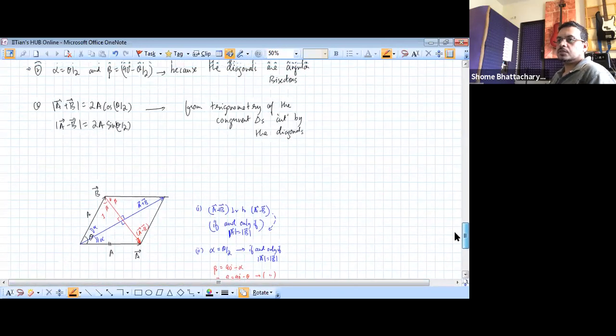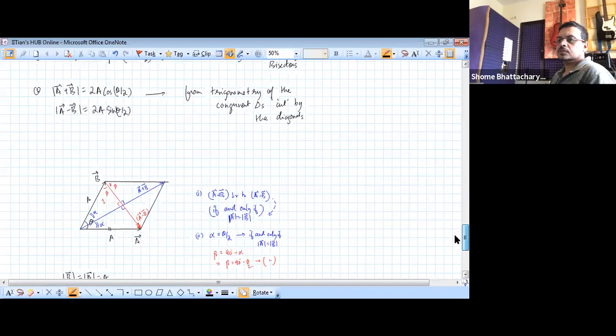So start from here. Start from this thing. Understand these angles. The first 2 points you understand. Then we come to the third point: the magnitude of A plus B and the magnitude of A minus B.